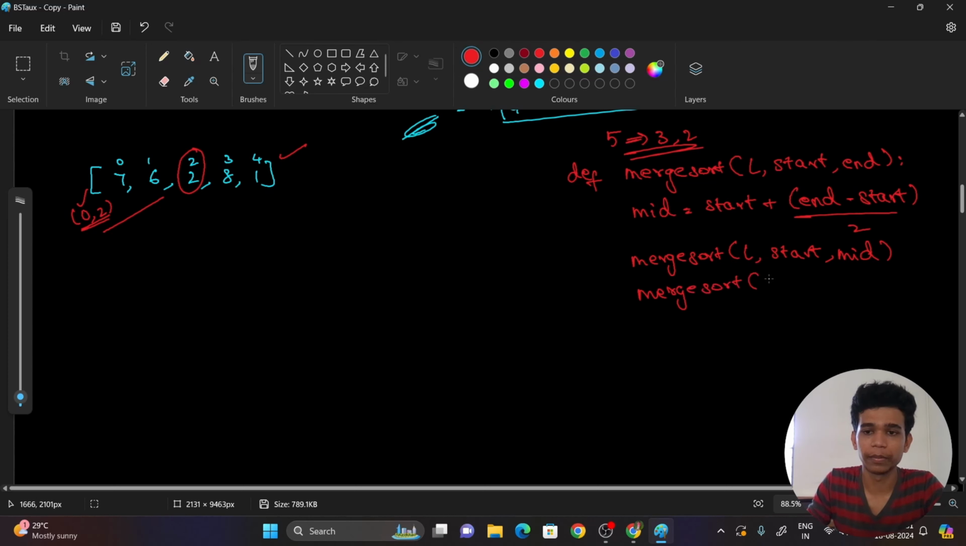I should go for the merge sort of L, comma, starting point should be what? Starting point should be mid plus 1. Mid plus 1, because while I'm going here, what is my index? My index ranges from 3 to 4, right? So mid plus 1, but end remains end itself. So this is the initial representation.